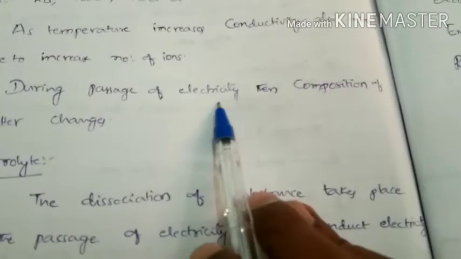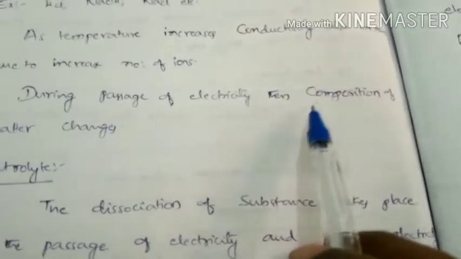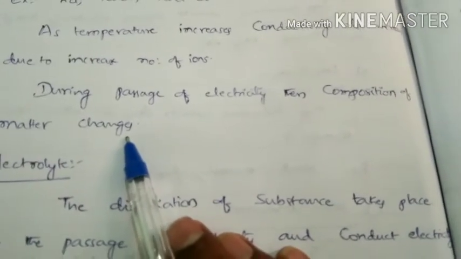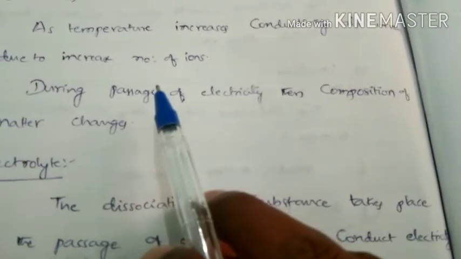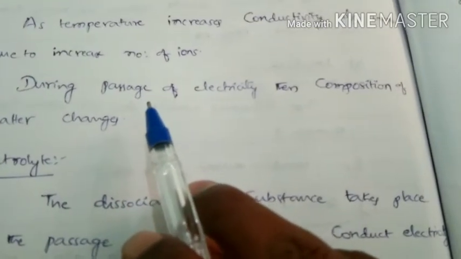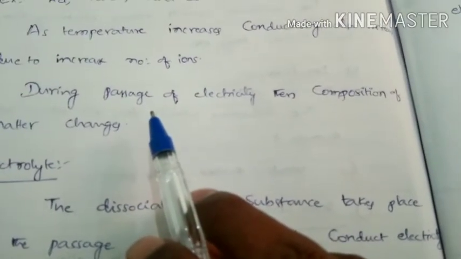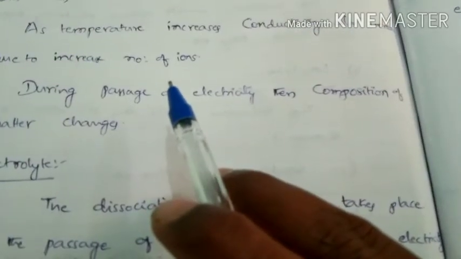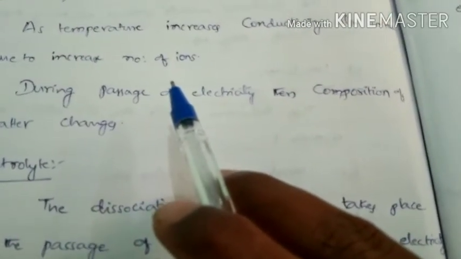Next, one more point. During passage of electricity, the composition of matter changes. That means, suppose for example, if you take 1 gram aqueous NaCl, when we pass electricity, it can exhibit electricity through that solution.